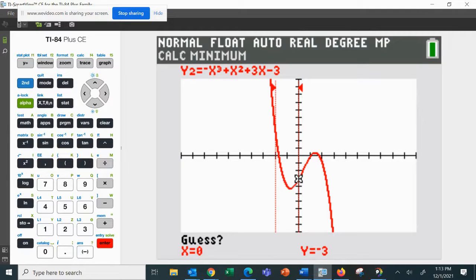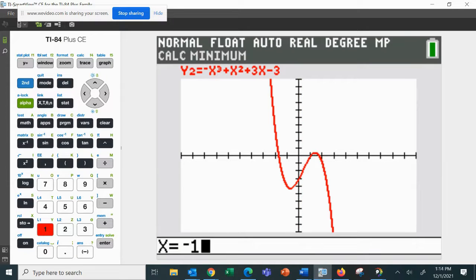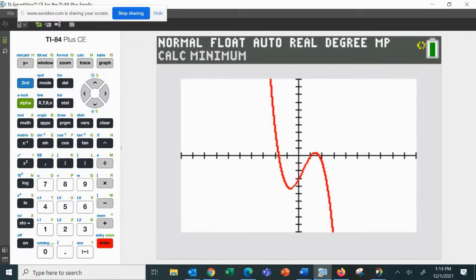How about just -1? Yeah. -0.7 would have worked fine, but I'm going to make it even easier. -1. All right, there it is. That's the one we were looking for. So we've got -0.7, -4.3.